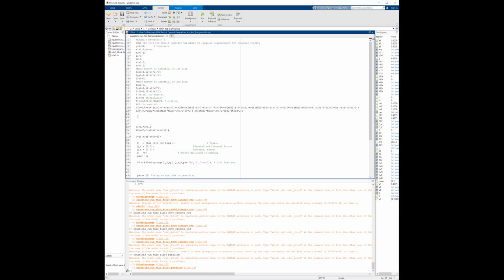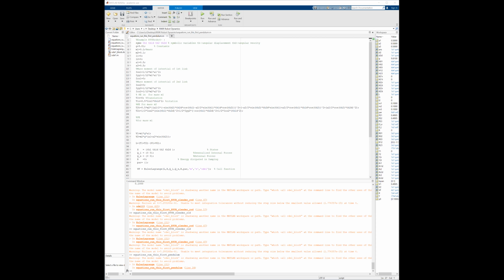Now let's look at the potential energy. Potential energy for mass M1 is V1 equal to M1 G times 1. That mass is at distance A1 by 2. So this is going to be the potential energy of mass M1.